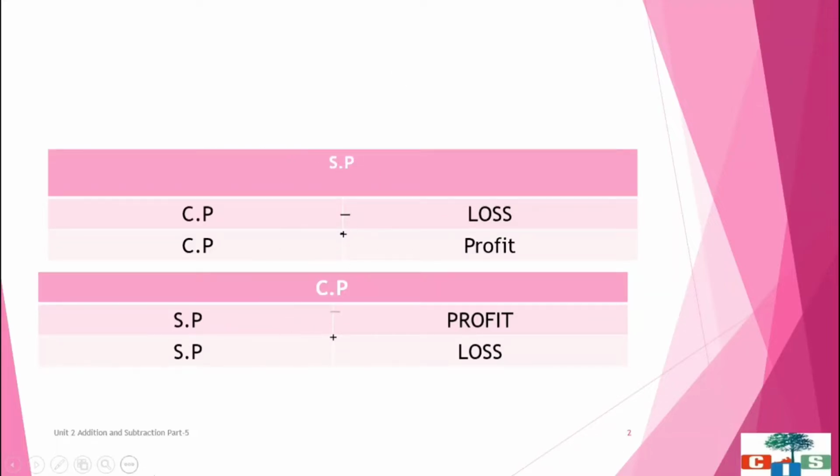Now we will see the formulas for finding the cost price. If we want to find cost price when selling price and profit are given, at that time we have to subtract profit. And if we want to find cost price when selling price and loss are given, at that time we have to add loss. We will see these with the help of examples.